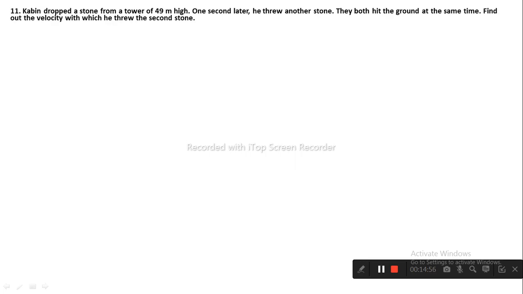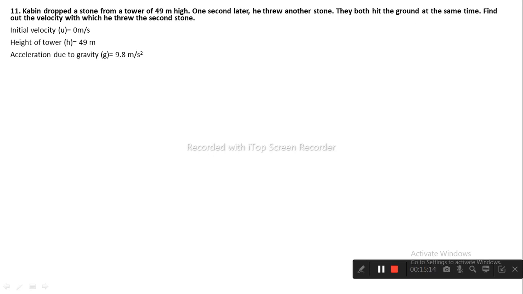Corbin dropped a stone from a tower 49 meters high. 1 second later, he threw another stone. They both hit the ground at the same time. Find out the velocity with which he threw the second stone. So the solution is given. So, the question.